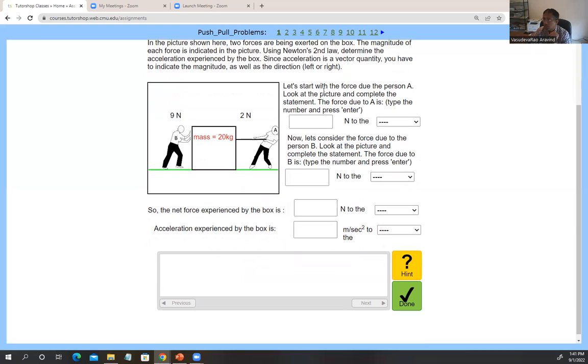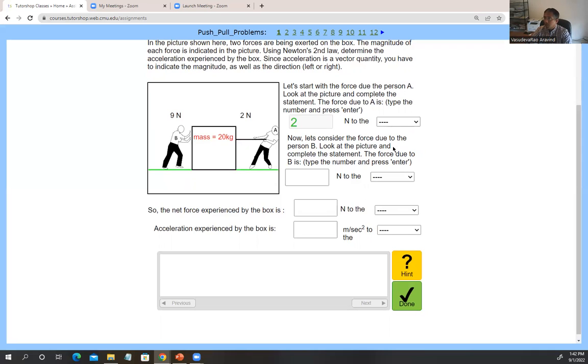So here, for example, it says, let's start with the force due to the person A. So we see from the picture that the person A is applying a force of 2 newtons. So I'm going to say the force is 2 newtons, and I hit enter, and you see that the answer is highlighted in green, which means the answer is correct.